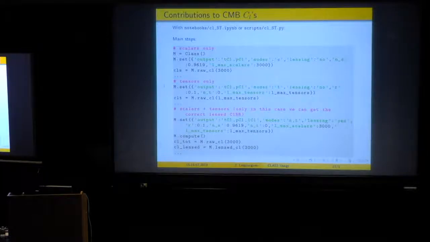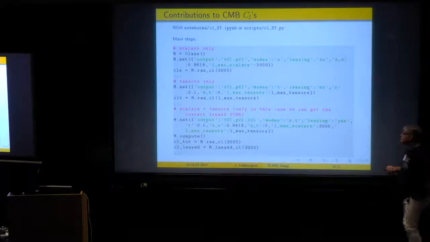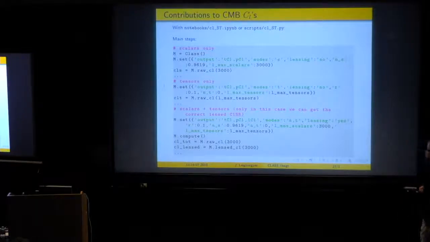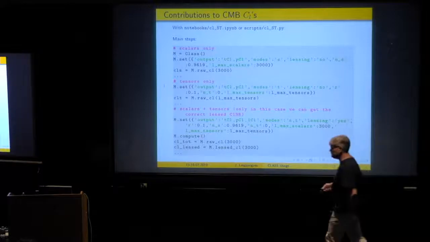And finally, I run with both modes at the same time. In this case, I put a list ST, so I will get both scalars and tensors. I still need to pass a value of r, a value of n_s, a value of n_t. I get the raw CLs, and I also get the lensed CLs. It didn't make much sense to lens the other ones, because what is lensed is always a total contribution. So plotting the lensed scalar-only contribution would not have made much sense in the previous plot. Okay, once you go through all these steps, you have all the information to get the curve that was on the previous slide.